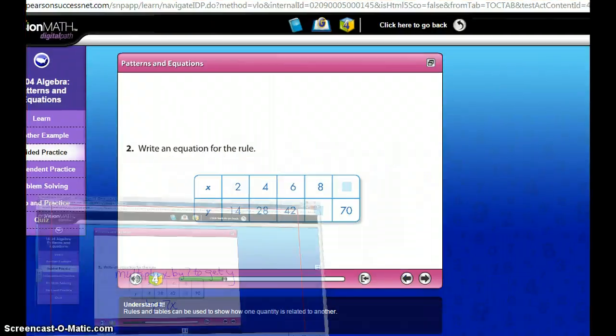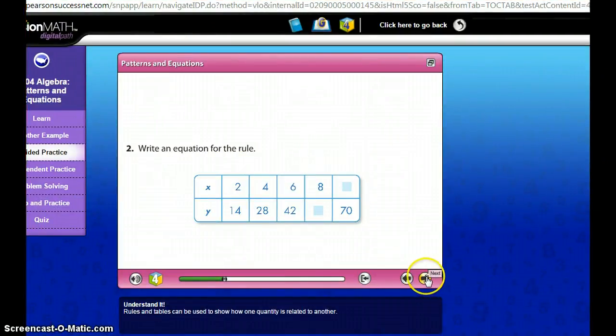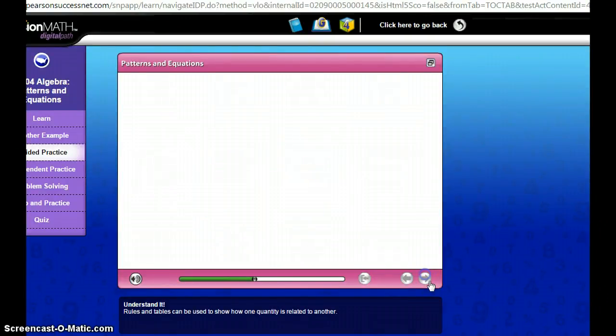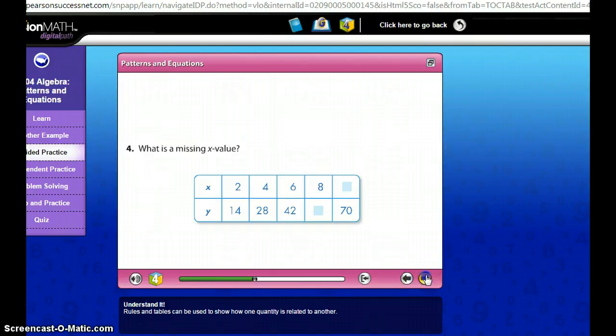I think you're going from top to bottom then, multiply by 7. Yes, that's what we were doing, going from top to bottom. Yeah. Yes, Alex. Thank you. Find the missing y, we did that already. Find the missing x, we already did that.